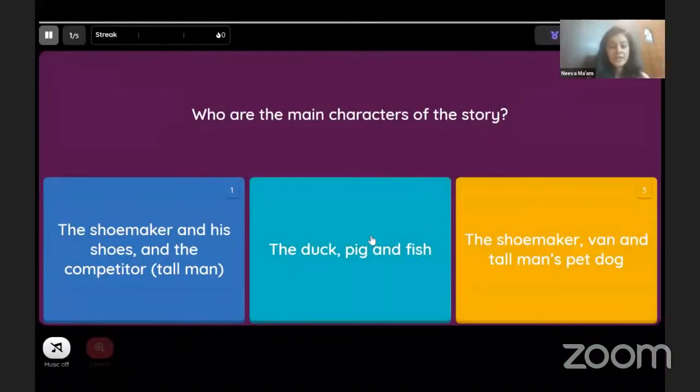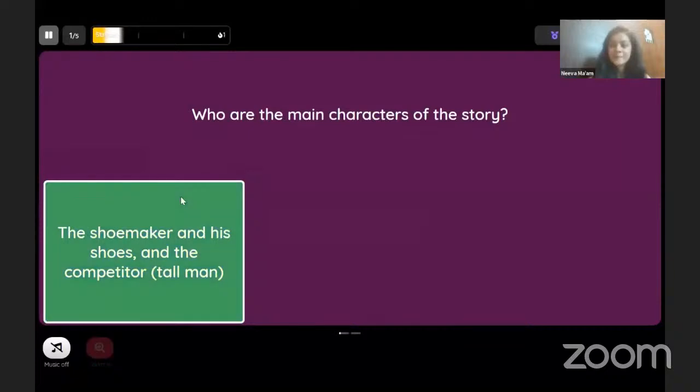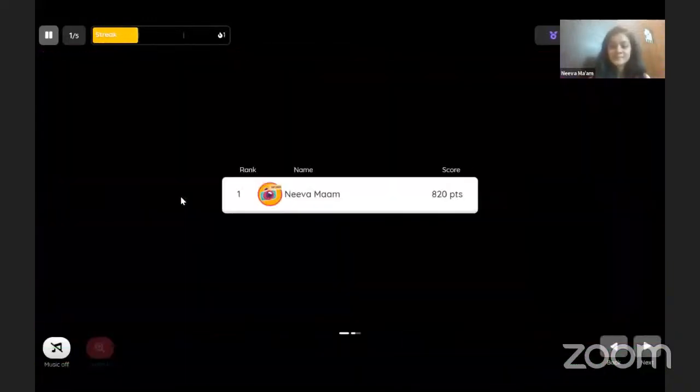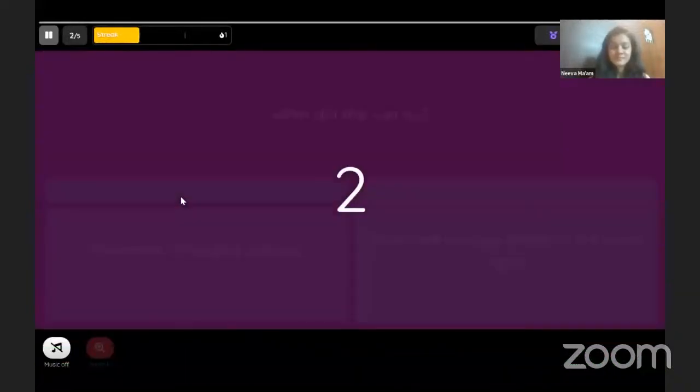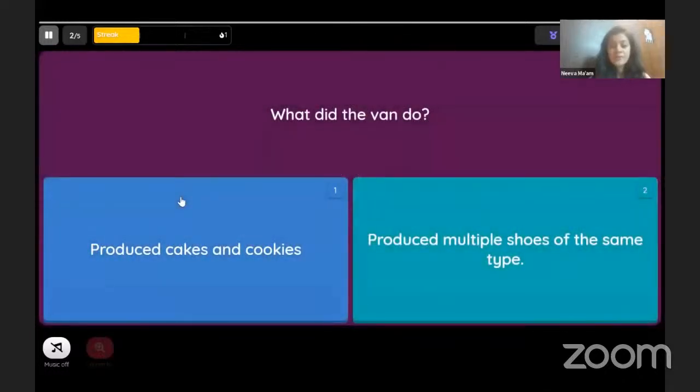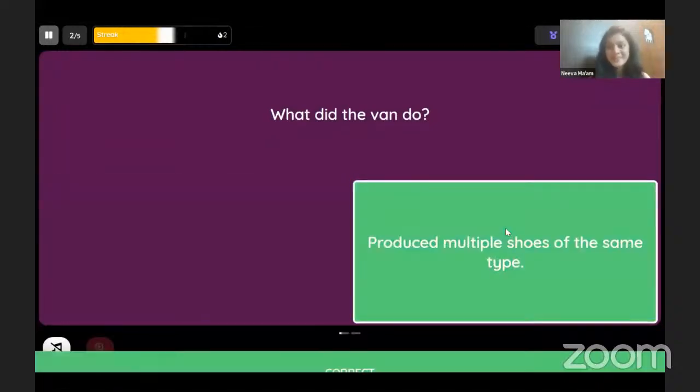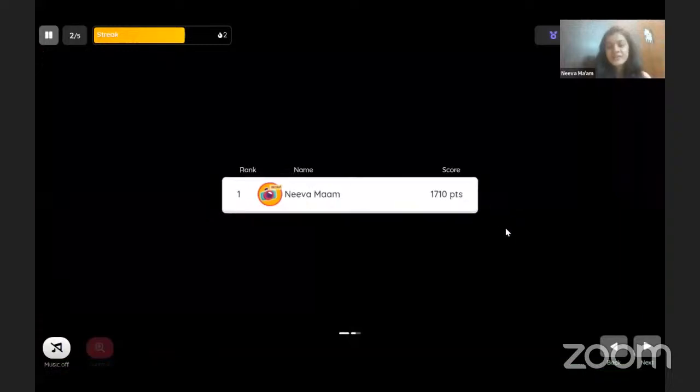Who are the main characters of the story? The shoemaker and his shoes and the competitor tall man; the duck, pig, and fish; or the shoemaker, van, and tall man's pet dog. The correct answer is the first one. What did the van do? Produce cookies and cakes, or produce multiple shoes of the same type. Produce multiple shoes, yes. Very good.